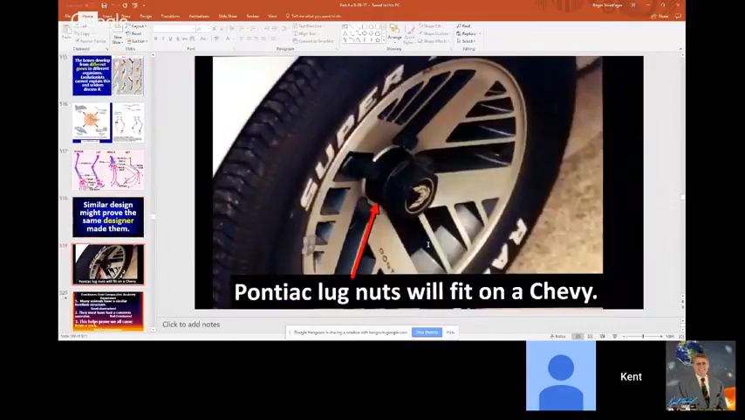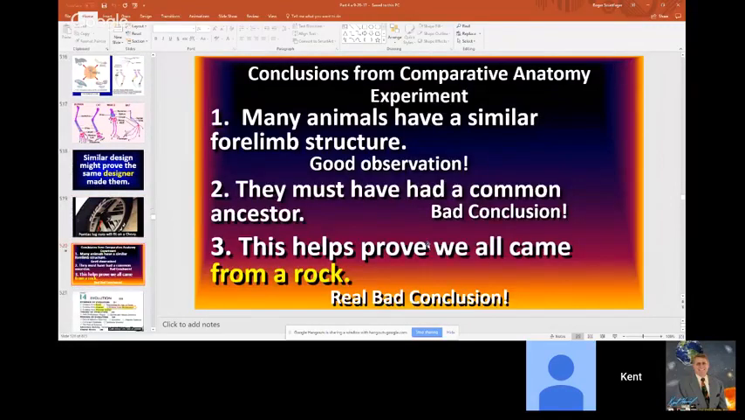Lug nuts from a Pontiac will fit on a Chevy. That's because they both evolved from a skateboard 4.792 million years ago. And you can go to the junkyard and dig up fossilized Chevys and find out the lug nuts probably still fit on a modern Chevy. That's not evolution. That's common design. So we both are observing similar forelimb structure. We're both observing the homology. It's a good observation. But to conclude they had a common ancestor is a bad conclusion. And to say this all helps prove we came from a rock for no reason with no help is a really bad conclusion.